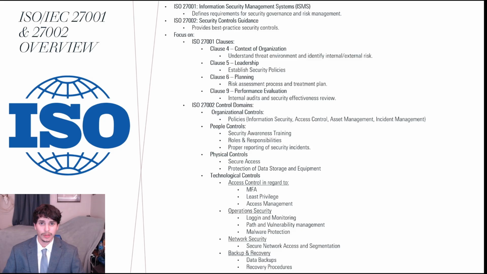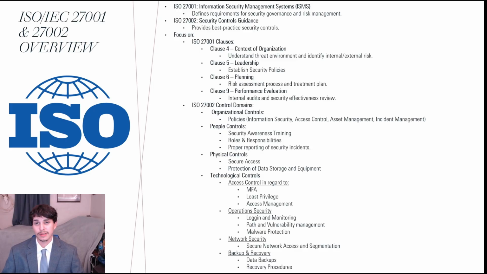So 27001 actually has 6 clauses, but we're only going to focus on 4 here, the ones that apply to us, just to save space on the slide, as well as keep it simpler. So you've got context of the organization, this is the threat environment; leadership, establishing policies and such; planning, the risk assessment process; and performance evaluation, this is internal audits and security effectiveness.